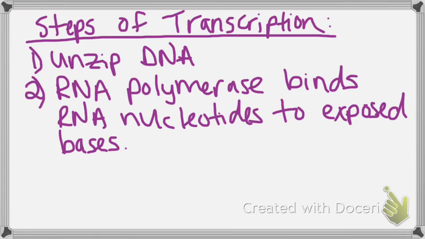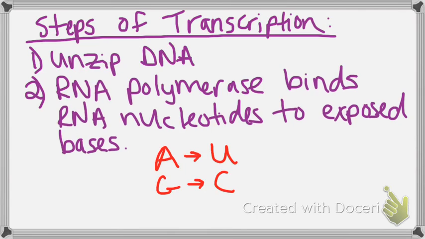Now, this is going to follow a different base pairing rule. Remember, in DNA, adenine always paired with thymine. But in RNA, there is no thymine. Instead, thymine is replaced with uracil. So when our RNA polymerase is doing its job and binding RNA nucleotides to the exposed bases, it's going to be matching adenine with a uracil, and guanine will still get paired with cytosine.